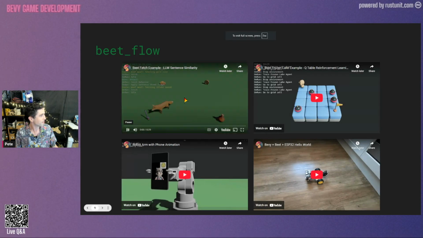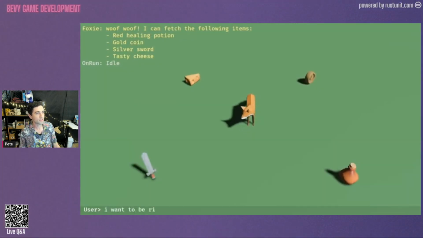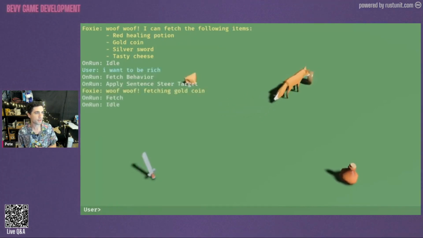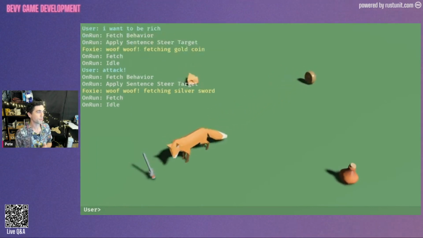Let's try that again. So this one is what you call sentence similarity. It's very, very basic LLM. It can run on the CPU. It runs in the browser, no problem.